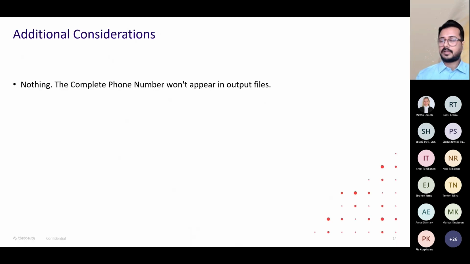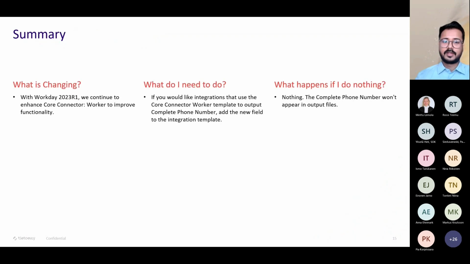So what will happen or the additional consideration? Nothing. The complete phone number just won't appear in the file. To give a summary about it, what is changing? With this release, we are including complete phone number in the core connector worker. And for setting this up, you will have to go and configure it as I showed you.